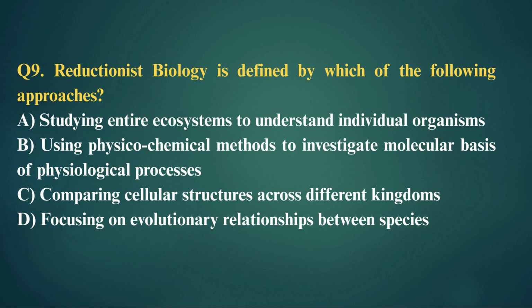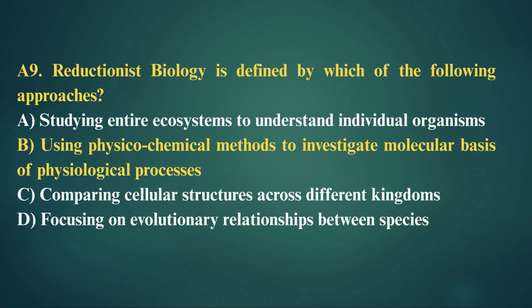A. Studying entire ecosystems to understand individual organisms. B. Using physicochemical methods to investigate molecular basis of physiological processes. C. Comparing cellular structures across different kingdoms. D. Focusing on evolutionary relationships between species. Answer is option B, using physicochemical methods to investigate molecular basis of physiological processes.